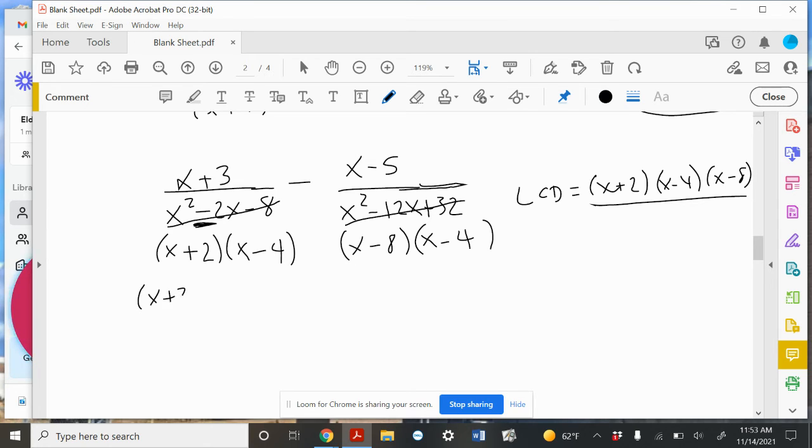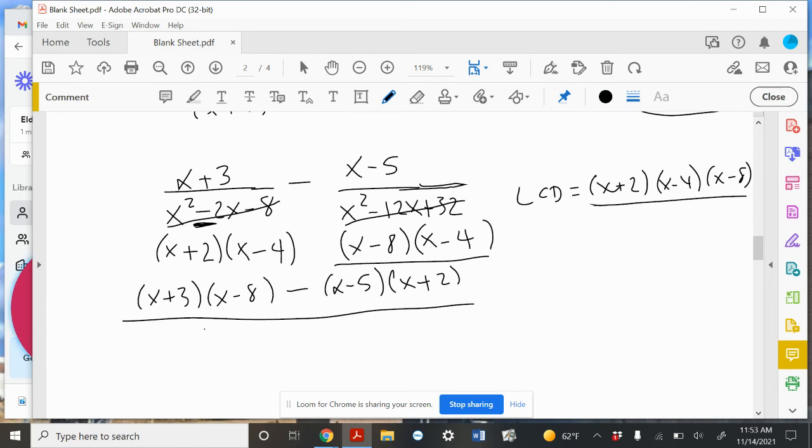So I'm going to do x plus 3 times x minus 8, minus, I'm going to bring this all up right away. Then I have x minus 5. Notice that this one is missing an x plus 2. So I'm going to put the x plus 2 up here. I'm then going to keep my lowest common denominator factored. I'm not going to multiply those through. That's not something I want you to do. So then we have that part.